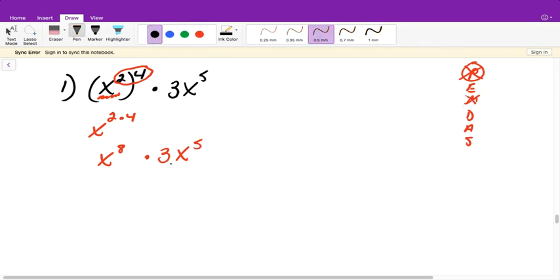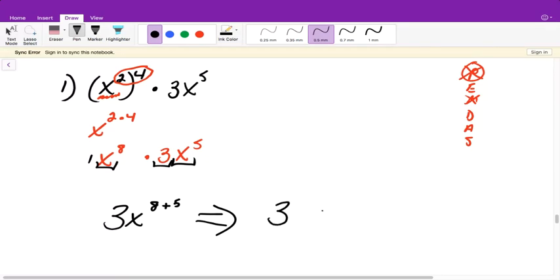So now there's just a 3. There's only a 1 here, so it's going to remain 3. And now we have this x to the 8th times x to the 5th. When we are multiplying the same base, we will then add our powers. So this will then give me 3x to the 13th power.